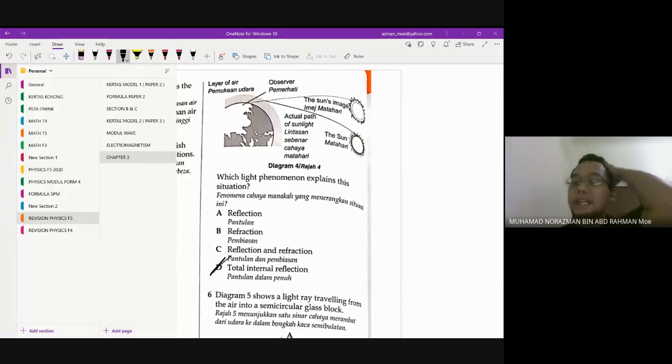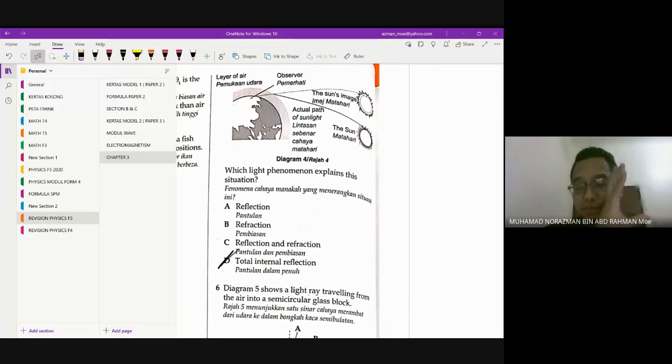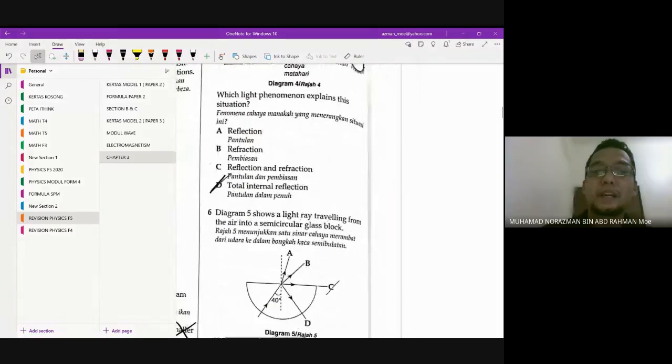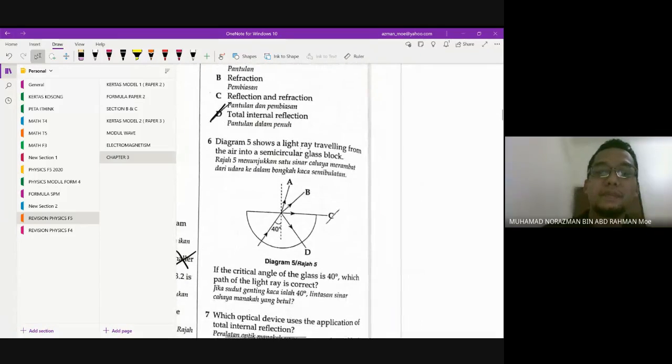Dia memang refraction. Initially it is refraction. Okay, tapi at one point bila angle of incident is more than critical angle, dia dah jadi total internal reflection. Kalau refraction je, matahari tu kita nampak tak berapa nak terang lah. Okay, sebab kita nampak matahari tu macam betul-betul terang kan, sama macam matahari benar. So dia total internal reflection.